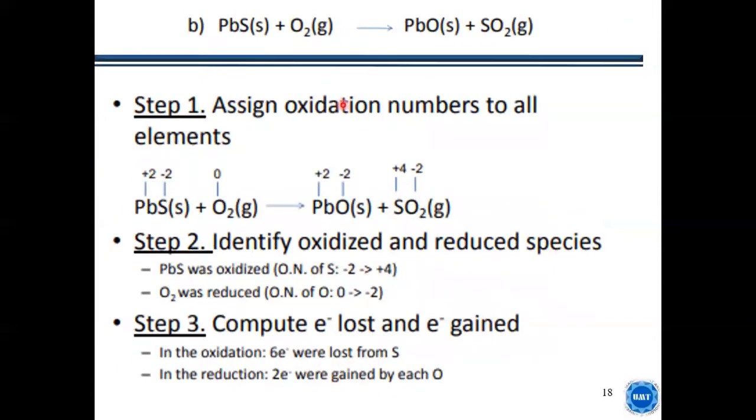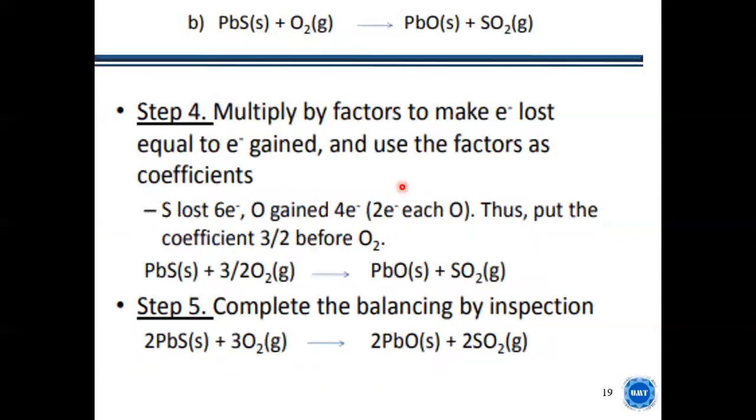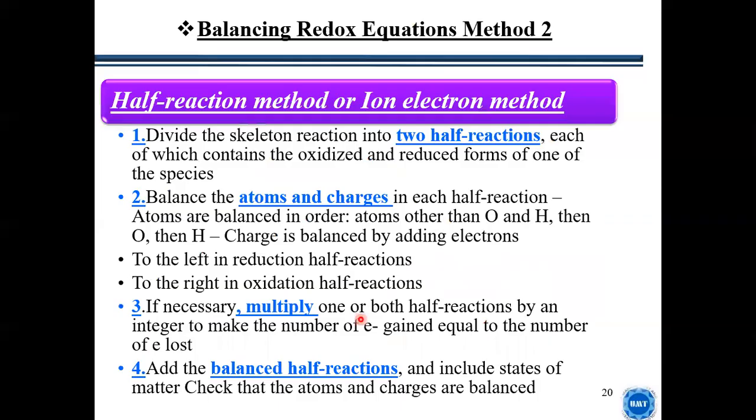So this is the second example. First of all, we have to assign the oxidation number. Then we have to tell which one is oxidized and reduced. Then we tell how many electrons are lost and gained. Then we multiply with the factor so that we can equalize the gain and loss of electrons. Then we balance the chemical equation. So this is how we have balanced the chemical equation through the first method.